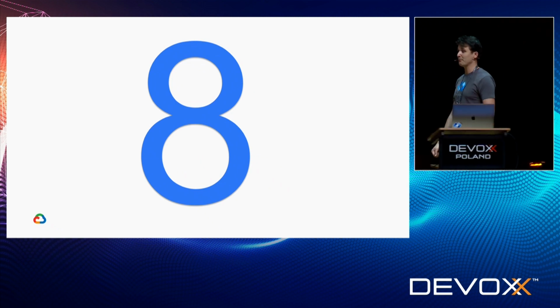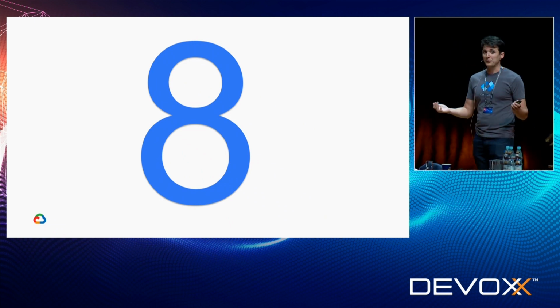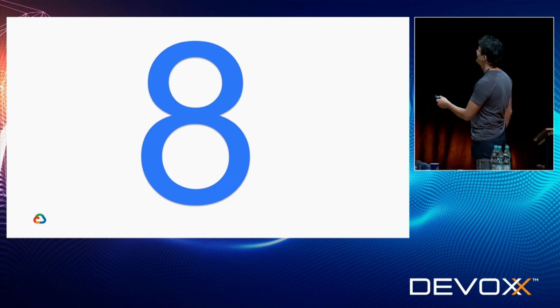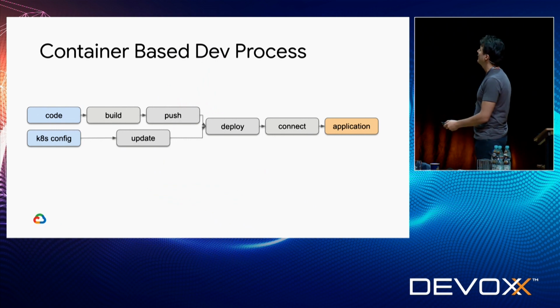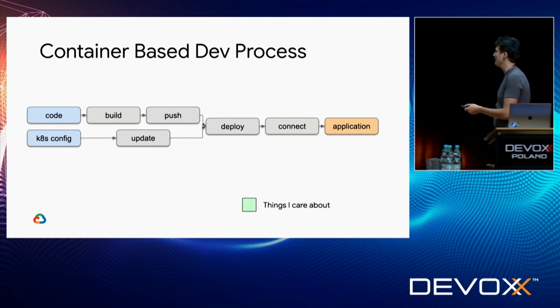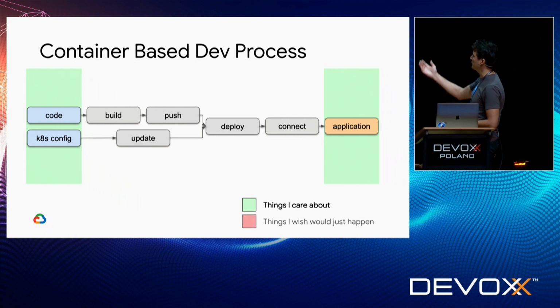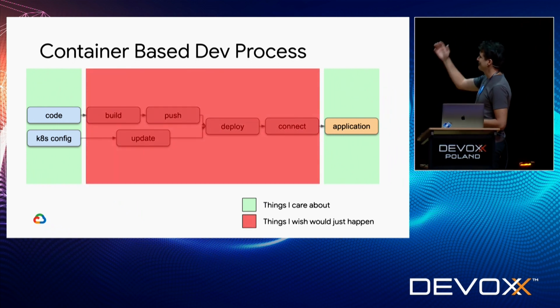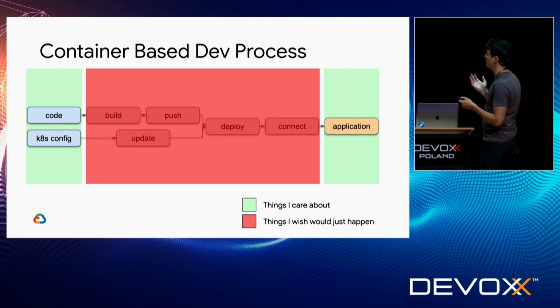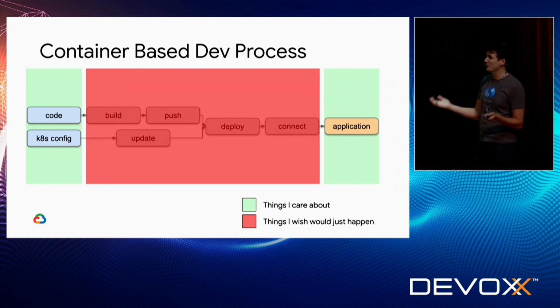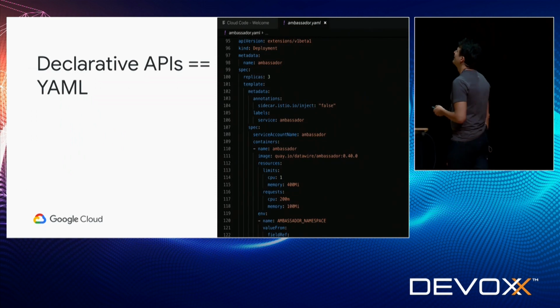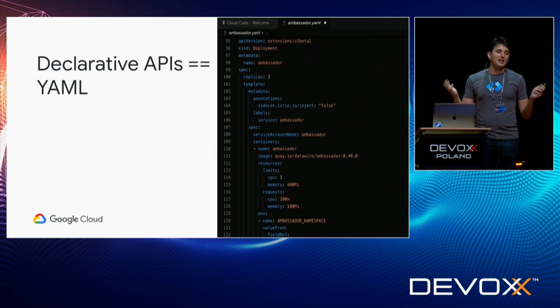But next, we talked about containers. So the next thing from cloud native is, but before we talk about this, yeah, that's the small iteration. That's what we thought, right? That's the things I care about, things I wish would just happen for me somewhere in the background. That's what they wanted. The next thing, declarative APIs.